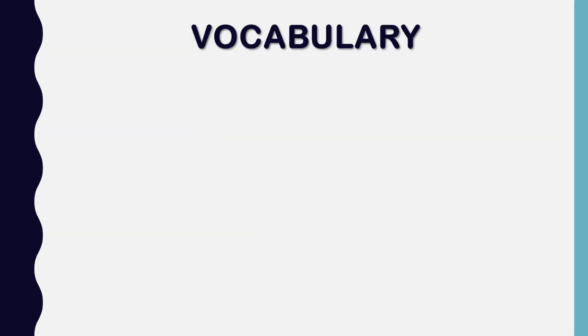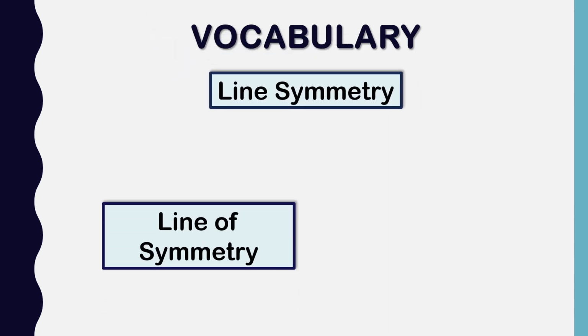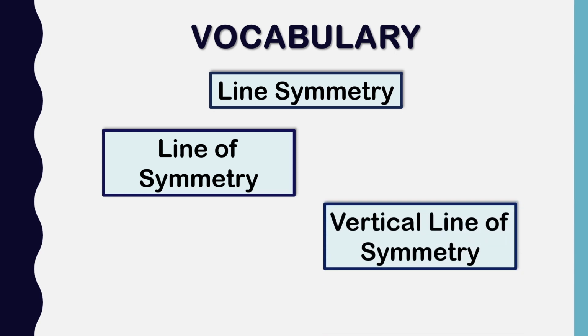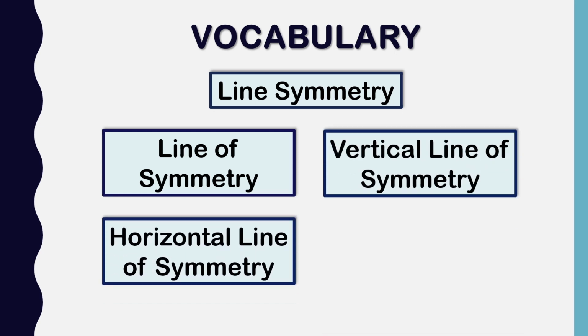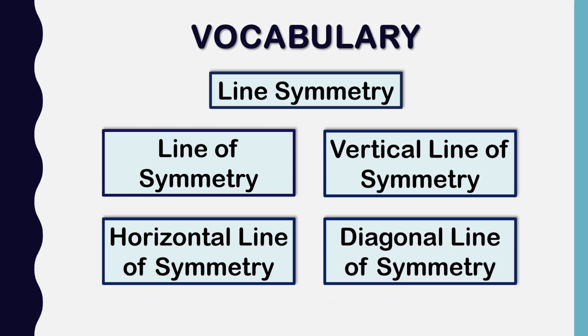The vocabulary we're going to be going over today are line symmetry, line of symmetry, vertical line of symmetry, horizontal line of symmetry, and diagonal lines of symmetry.